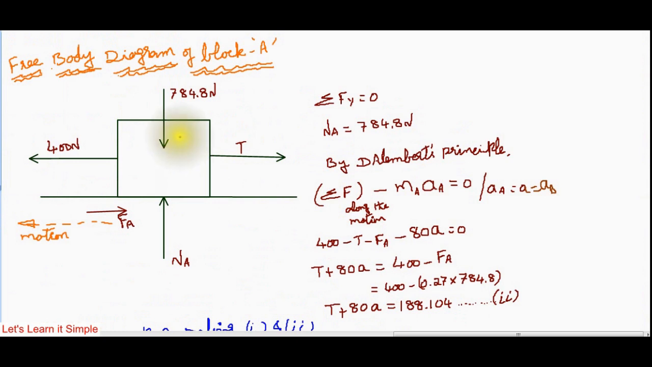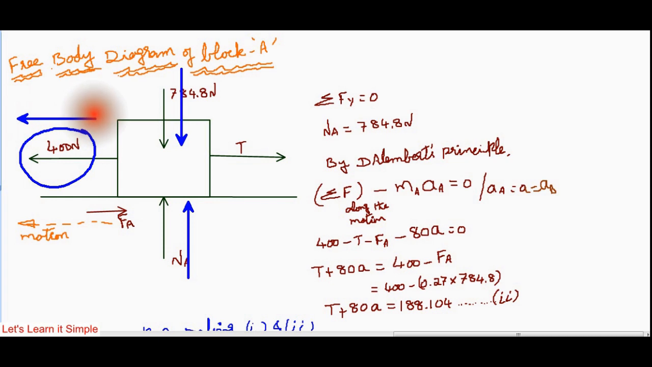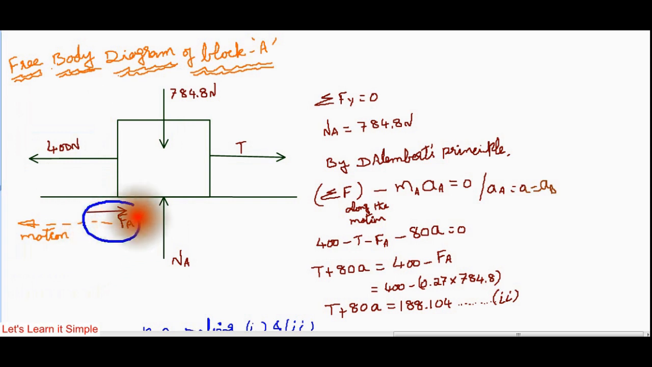The weight of block A is 784.9 Newton, which is acting down, opposed by normal reaction. Now there is a force of 400 Newton, which is used to pull the block A and B together. This force is acting to the left. When you apply a force of 400 Newton, the direction of motion is to the left. To oppose this, we have a force of friction. Force of friction is always opposing the motion. Now this is the free body diagram.